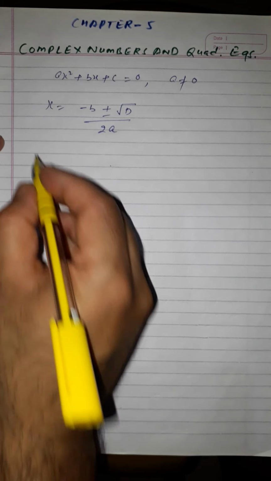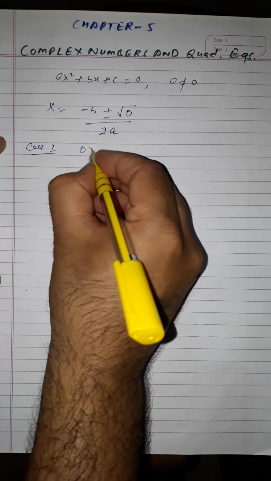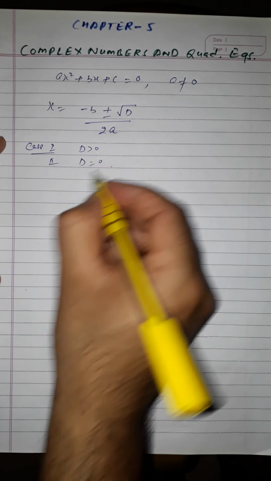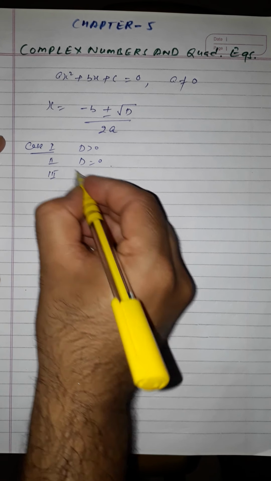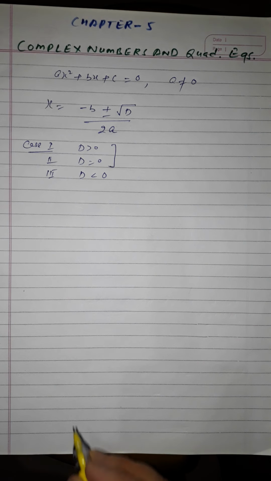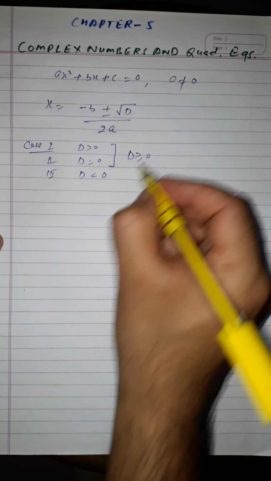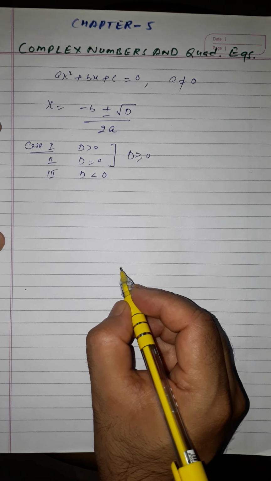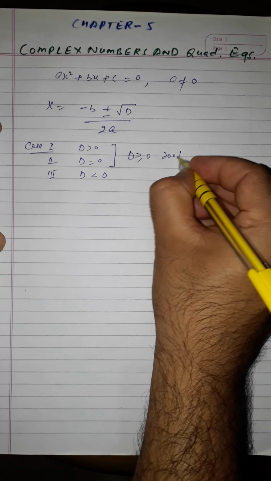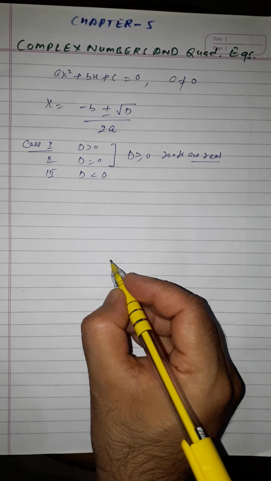Right students, there are three cases. Case number 1, when d is greater than 0. Case number 2, when d is equal to 0. And case number 3, when d is less than 0. In the first two cases, where d is greater than or equal to 0, in the combined form we can write it like this. So what you have observed is that the roots are real, and we can find out those roots.